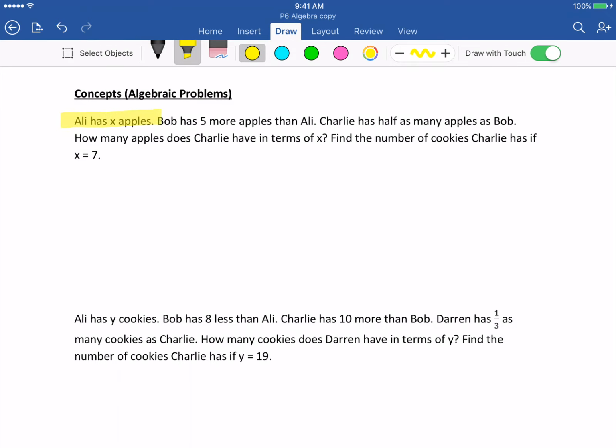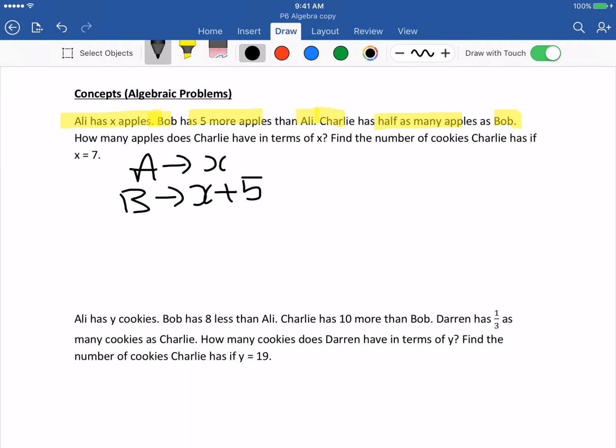Ali has X apples. Bob has 5 more apples than Ali. And Charlie has half as many apples as Bob. How many apples does Charlie have in terms of X? Okay, so write it out. A, X. B, Bob has 5 more than Ali, so it's X plus 5.